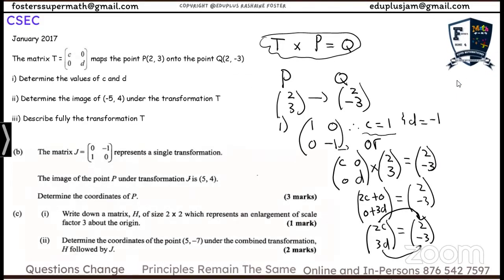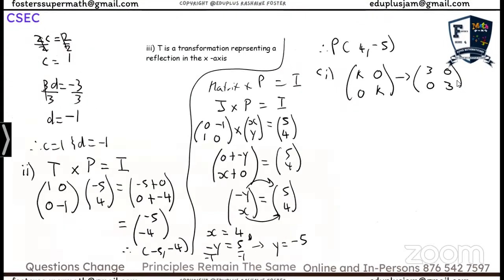Question 2 now, final question for that one. Determine the coordinates of the point (5, -7) under the combined transformation H followed by J, right? So H followed by J. So for this question, I have to start out with this. That is H followed by J. Remember, H followed by J means H multiplied by J. That is my H, right? What is my J? [0, -1; 1, 0].